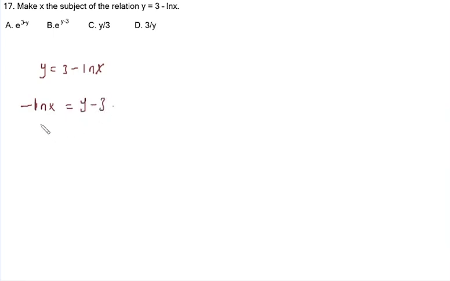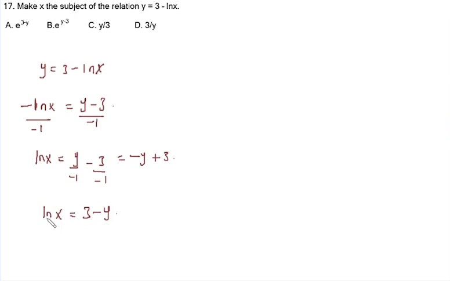So I can divide both sides by -1. So this is -1 divided by -1, so ln x is equal to -1 dividing y. So this becomes -1 like this, and then -1. So this is still equal to minus y plus 3. So ln x is 3 minus y.